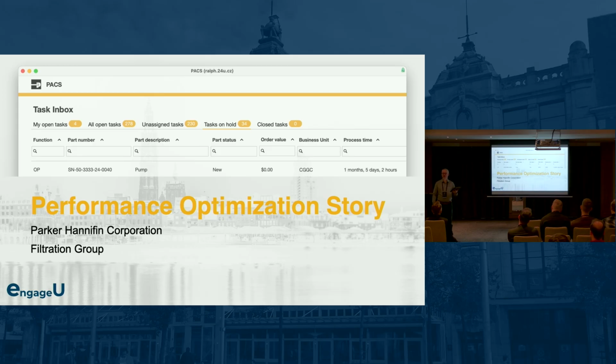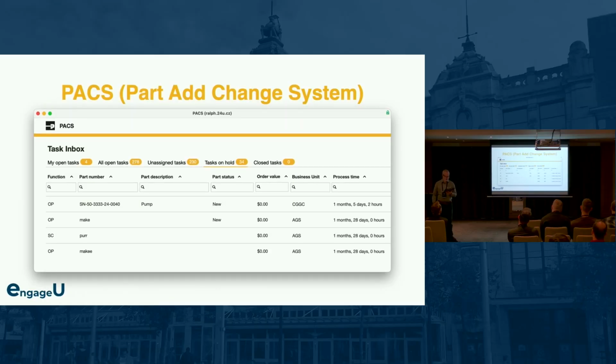And one example was Parker Hannifin Corporation, where we help them on a regular basis. And they had a database that they called PACS. That's a Part Add Change System. And it's a database that manages their processes when a part gets reclaimed. They have to fix it.